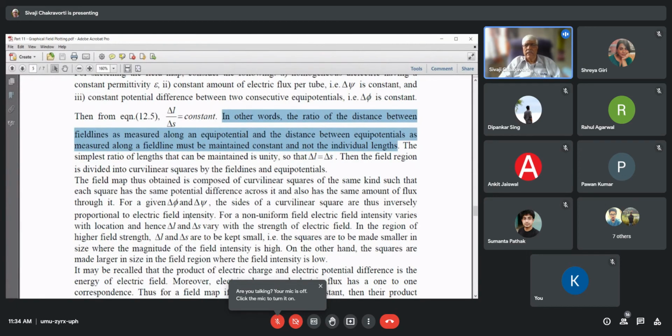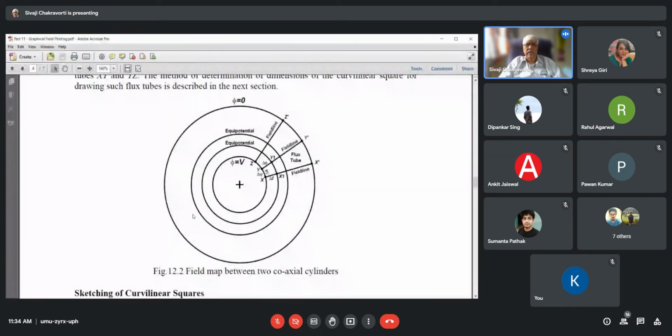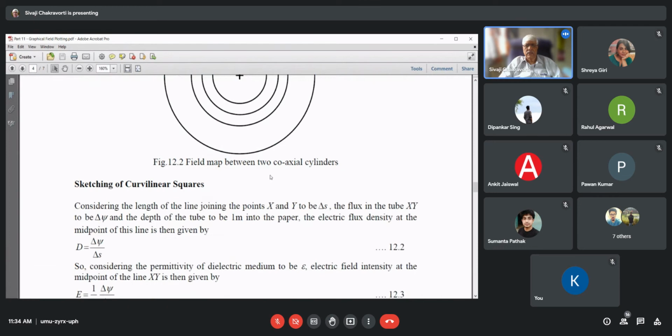That means we are not keeping del L and del L equal to constant or del S equal to constant. What we are keeping is this ratio constant. That means if I go back to the figure, what is del L? Del L is the distance between two equipotentials, that is x and x1. What is del S? It is the distance between x and y. So we are keeping only this ratio constant. We are not keeping the individual lengths del L and del S constant.